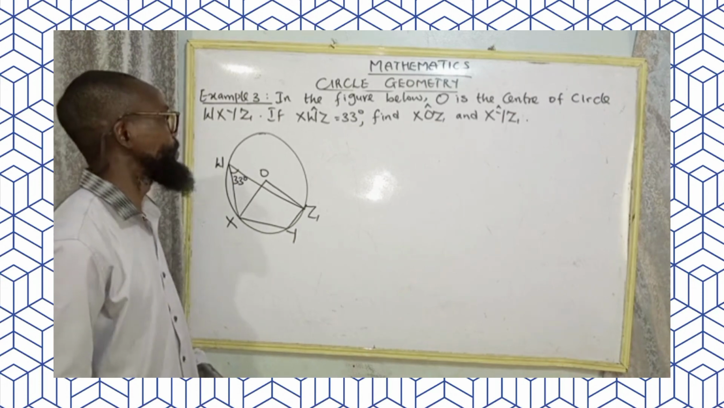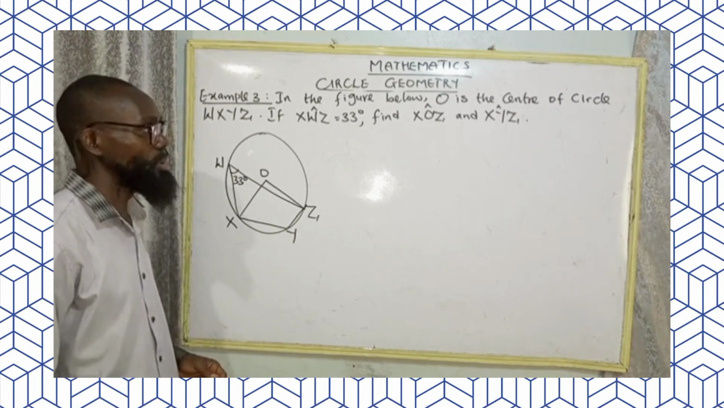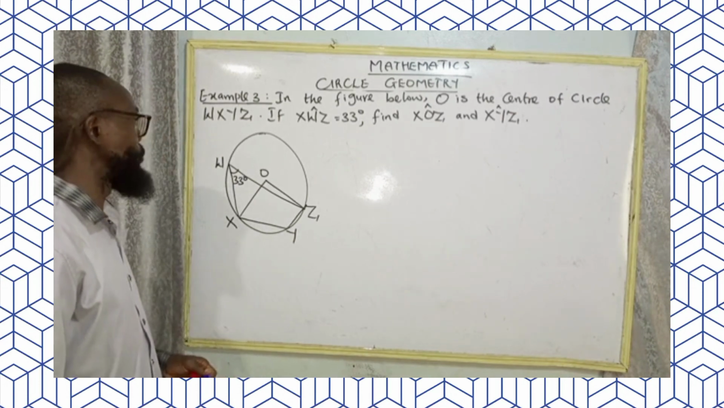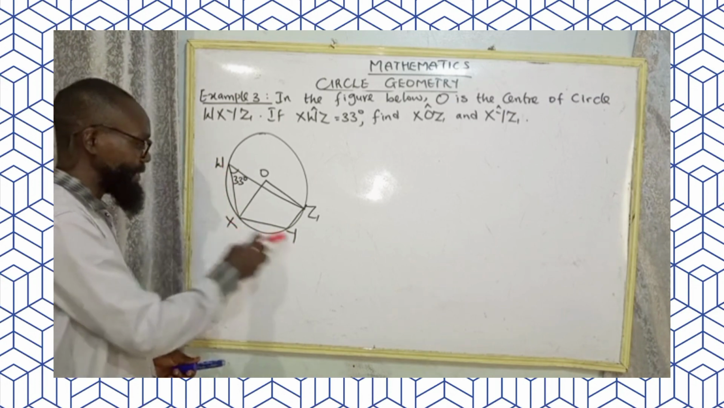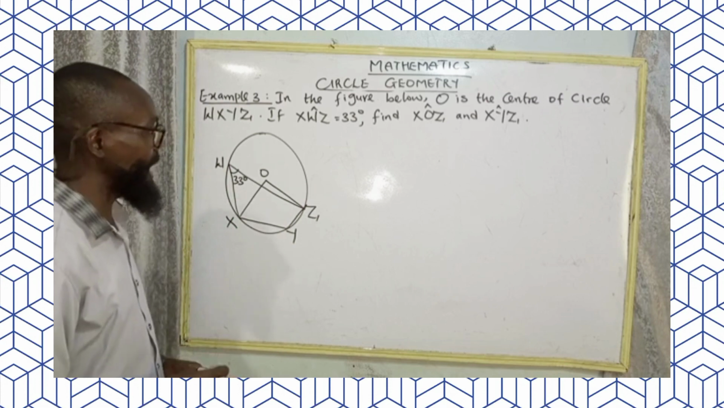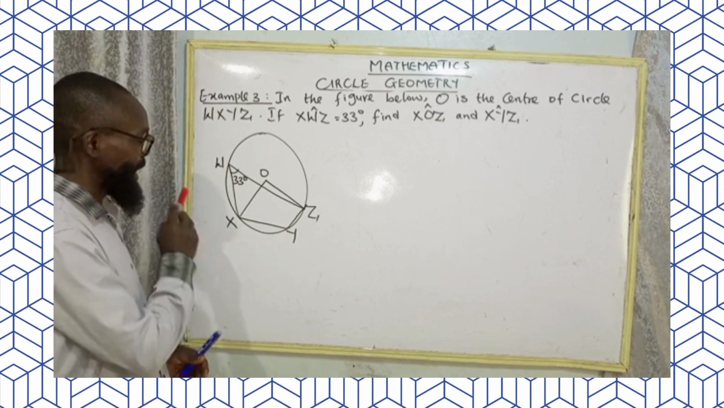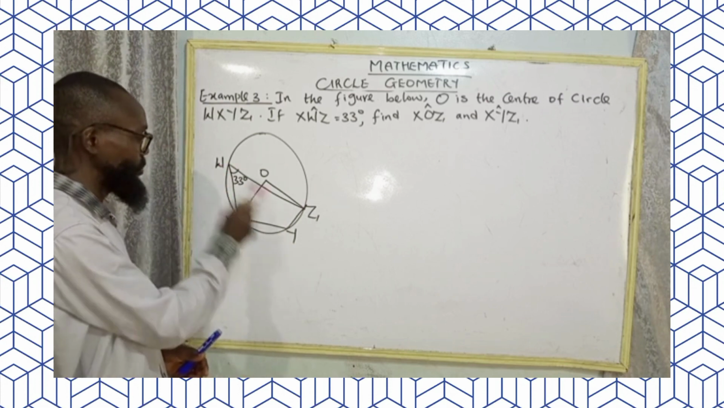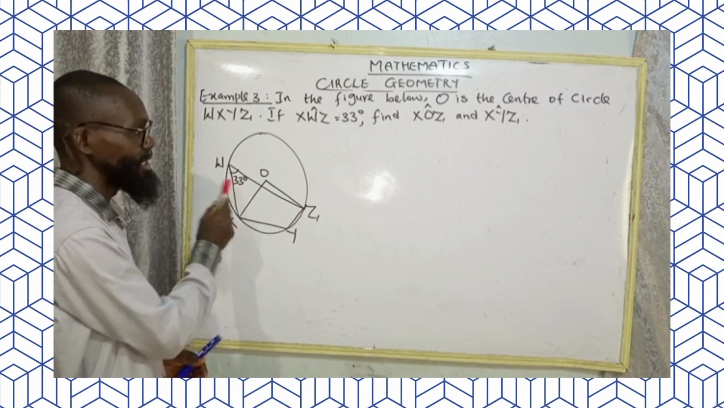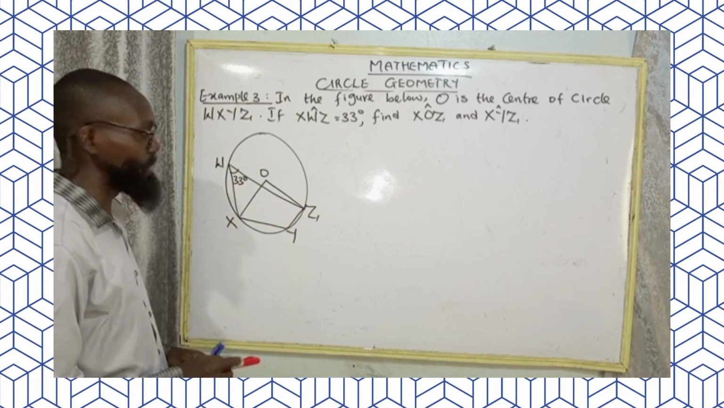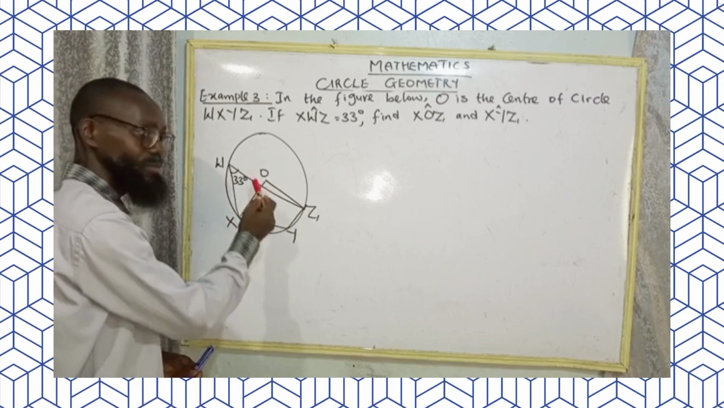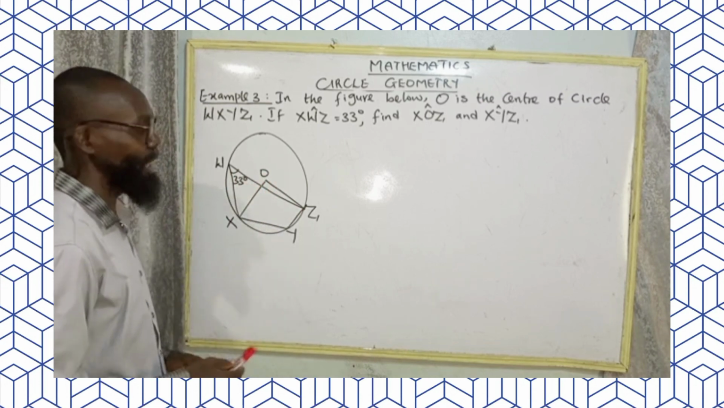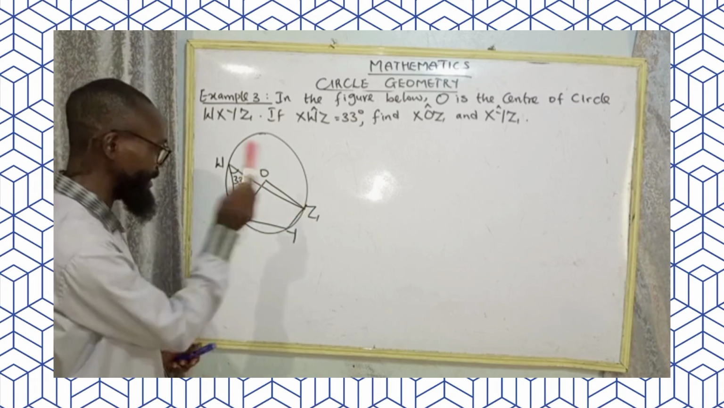Example 3. In the figure below, O is the center of circle WXYZ. If angle XWZ is equal to 33 degrees, find angle XOZ, meaning this angle down here, and angle XYZ.